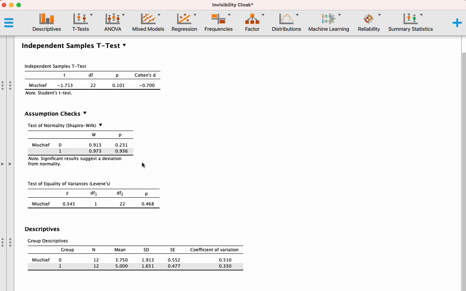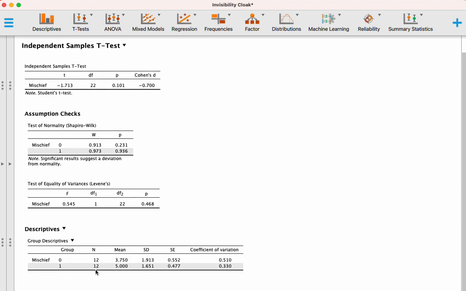So what this means is that we can't say that the insignificant results of our t-test are attributable to some sort of error in the distribution of our data. So the non-significant result of our t-test is most likely because there really isn't an effect of invisibility cloaks on mischievous acts. And then the last thing down here is our descriptives.